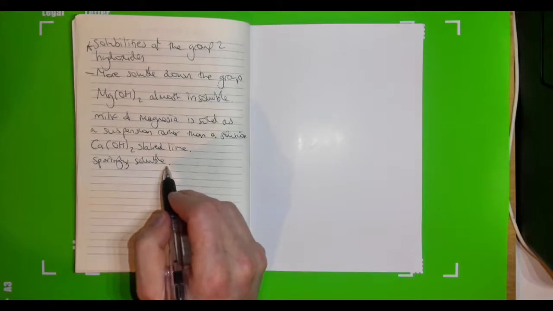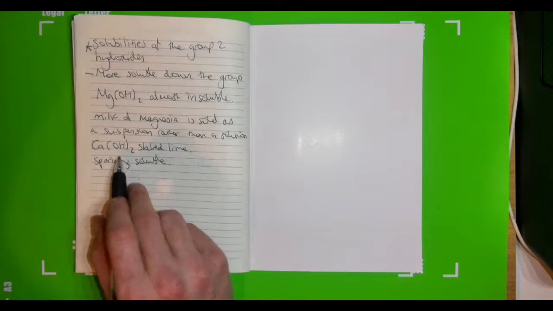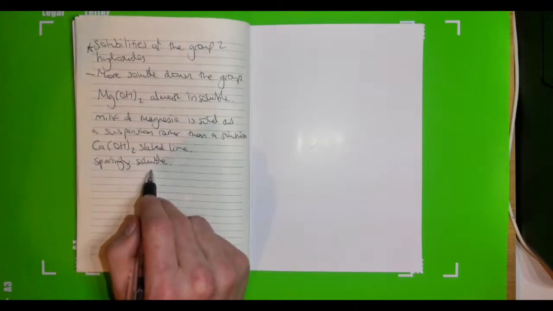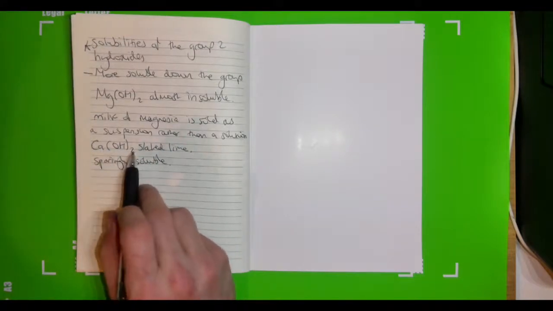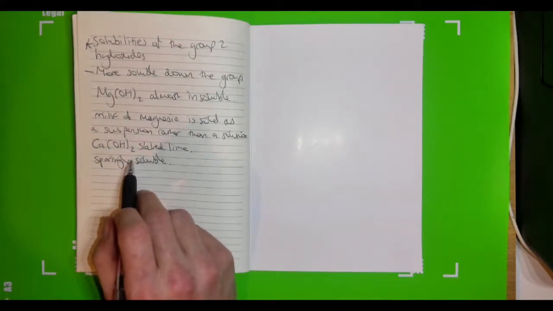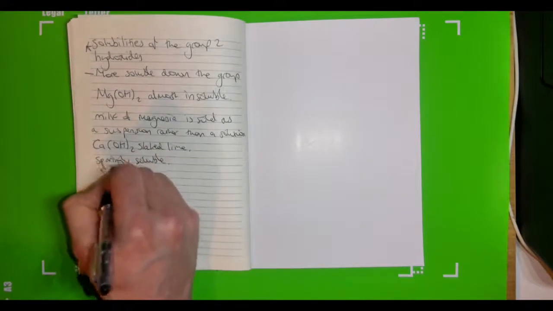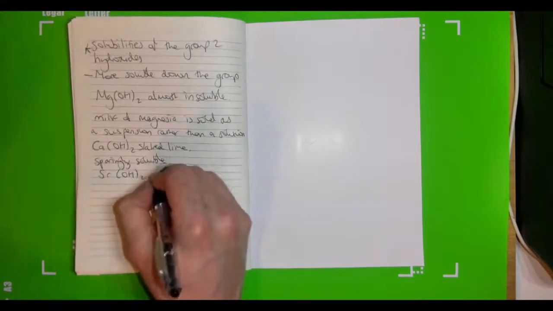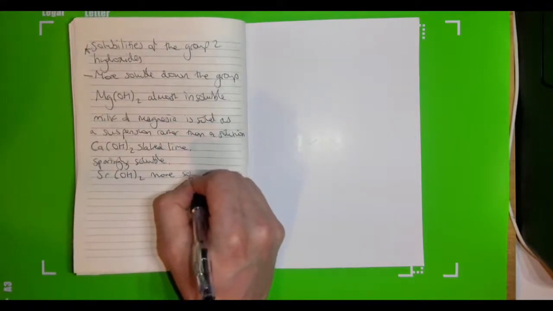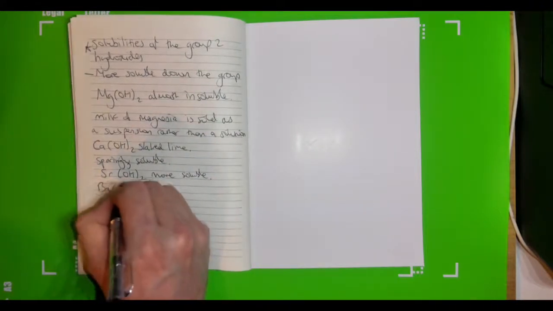So it's sparingly soluble, so it does require a little bit of rain for that calcium hydroxide to be dissolved in the soil. We don't want it too soluble, because if it was too soluble and it rained, all the calcium hydroxide would just run off into the river system and it wouldn't actually stay in the soil itself. Strontium hydroxide is more soluble still. And barium hydroxide is the most soluble.